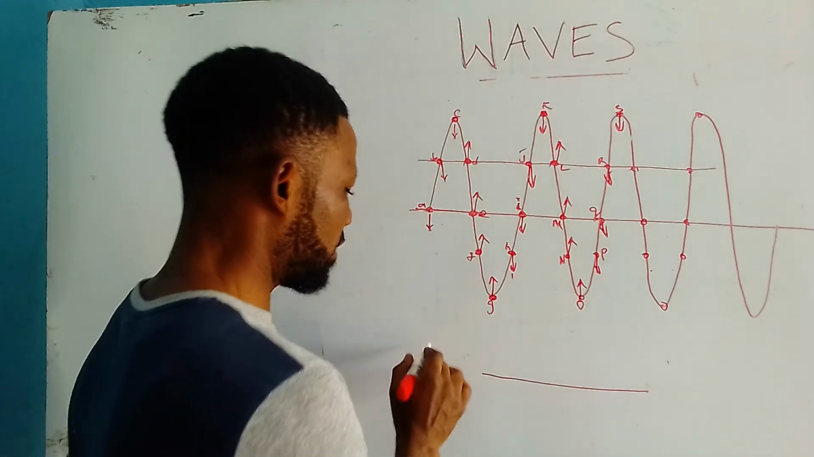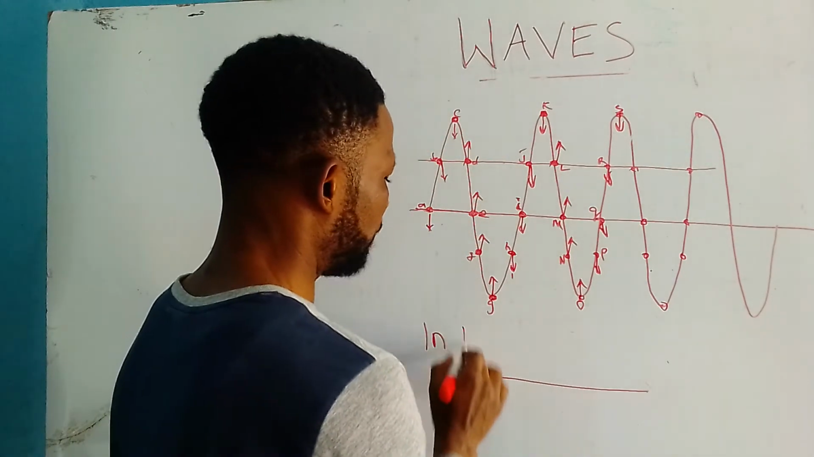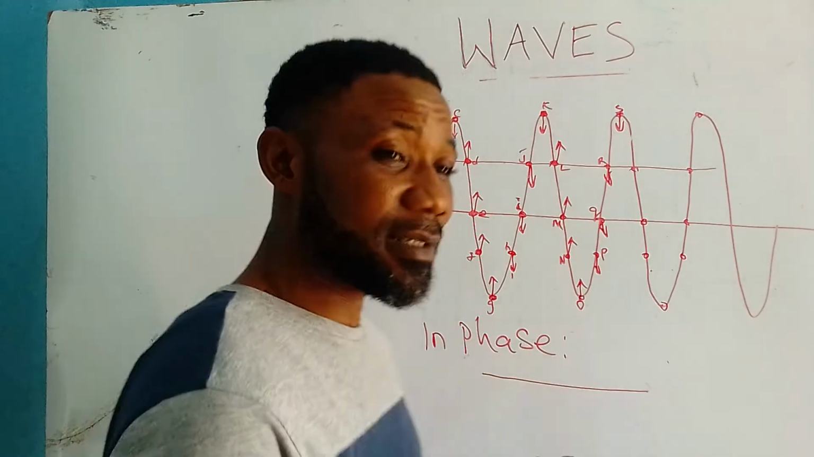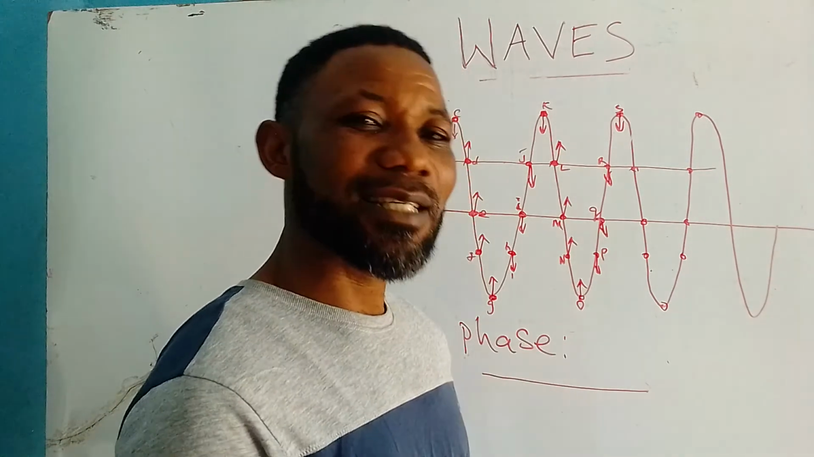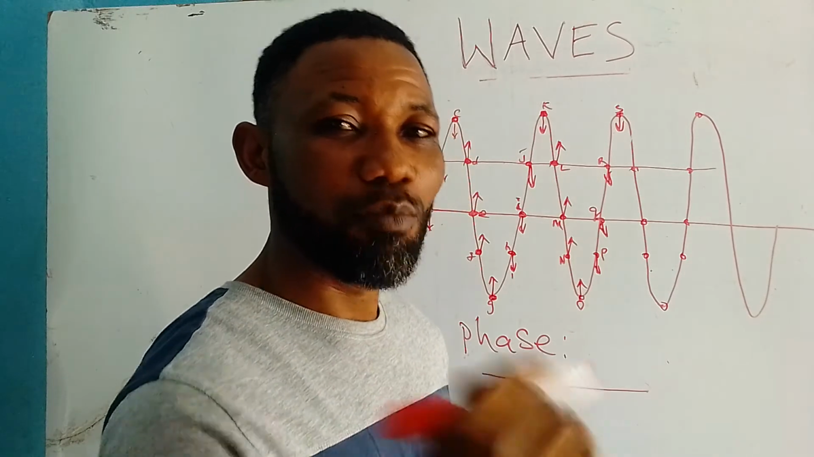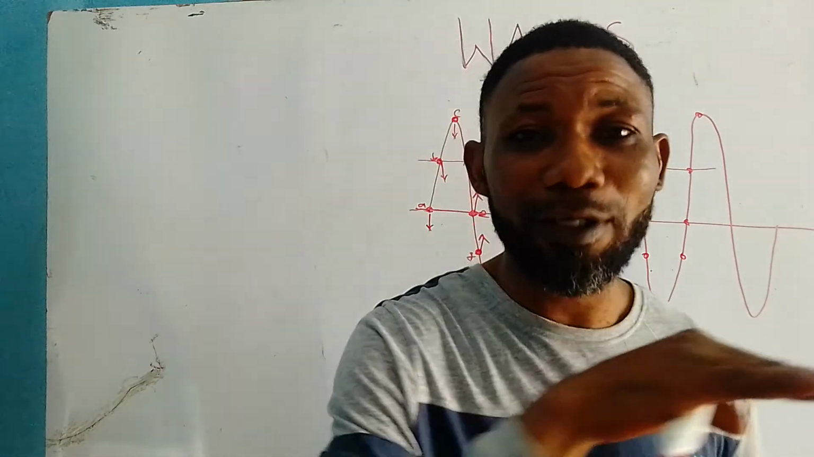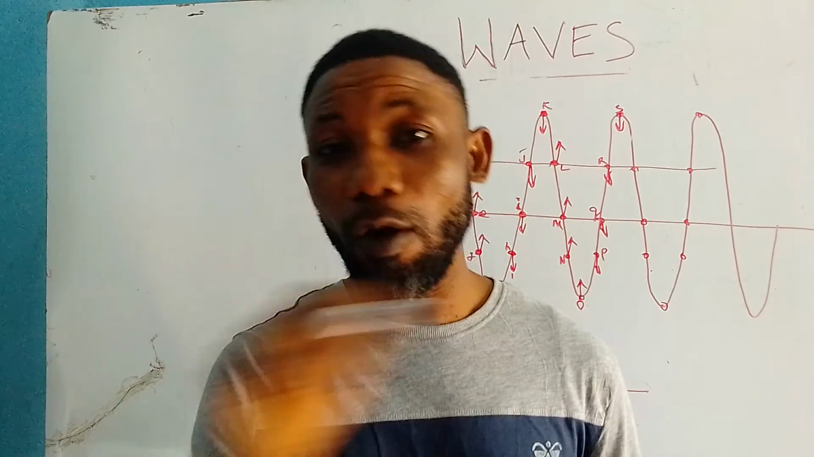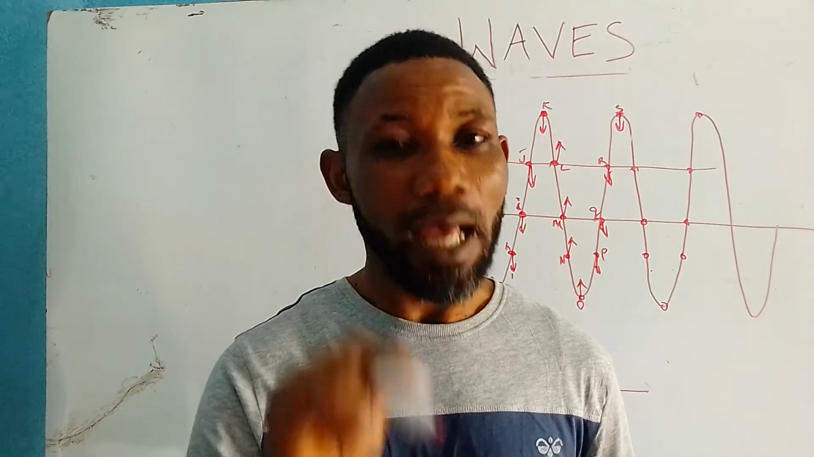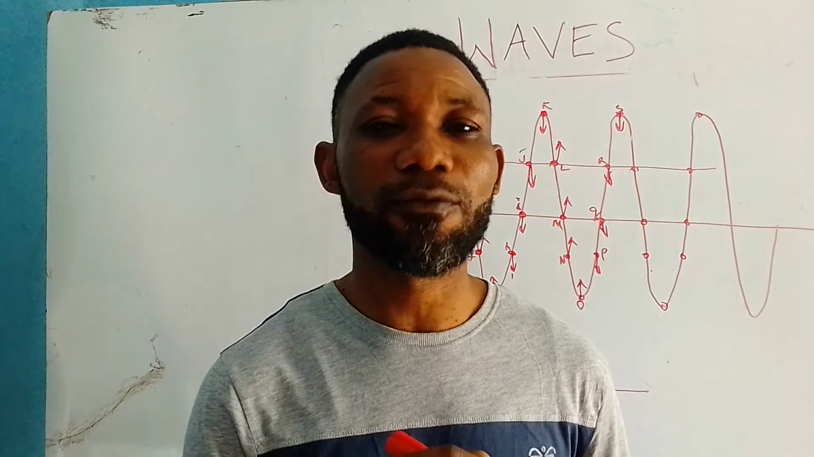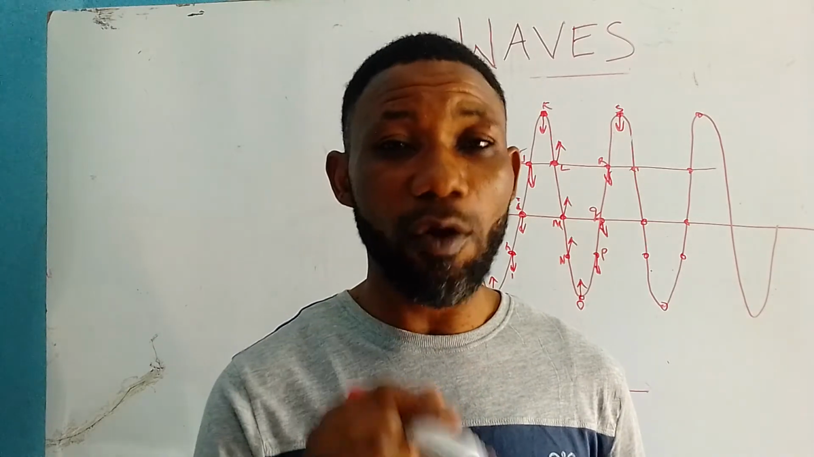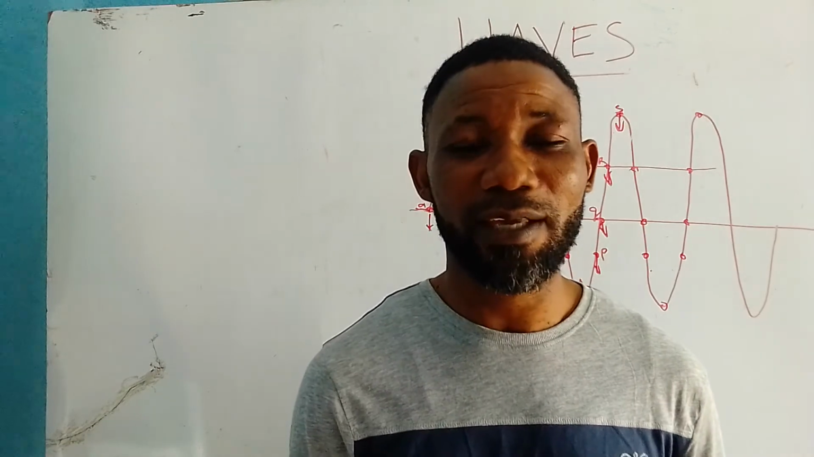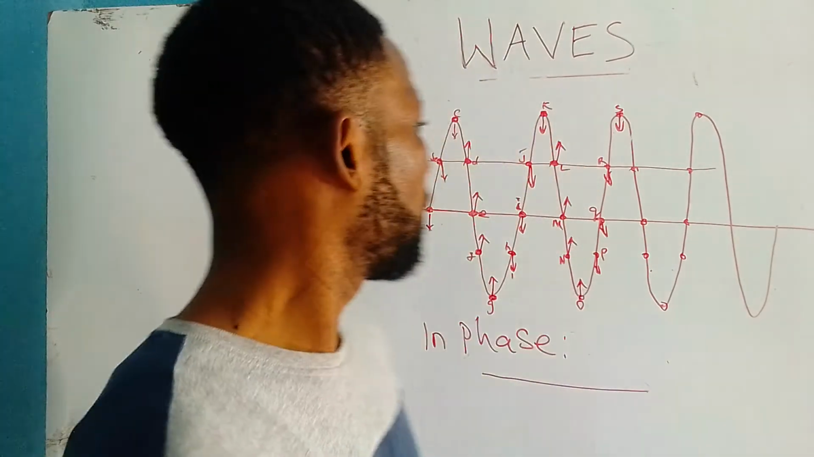Maybe let me define particles in phase. In phase, P-H-A-S-E, they are particles along the same horizontal line, moving in the same direction. They are said to be in phase. Particles that are along the same horizontal line, and they are moving in the same direction, are said to be in phase.